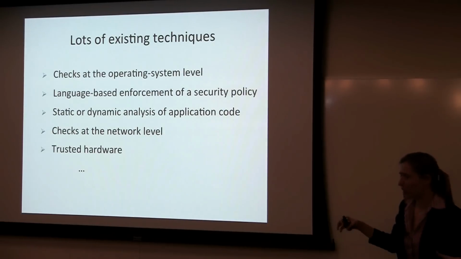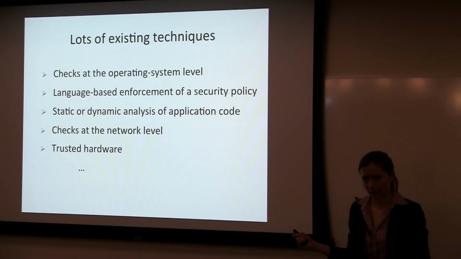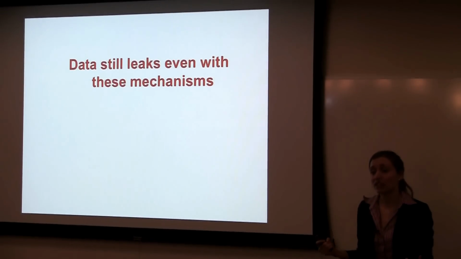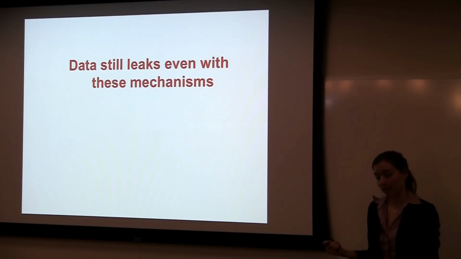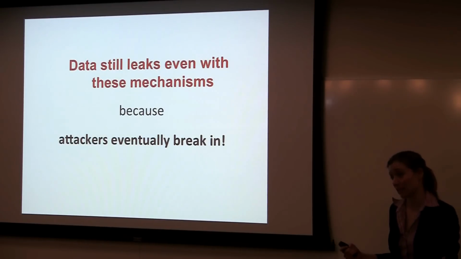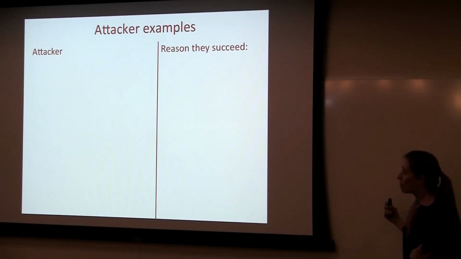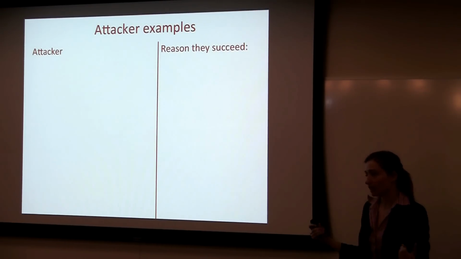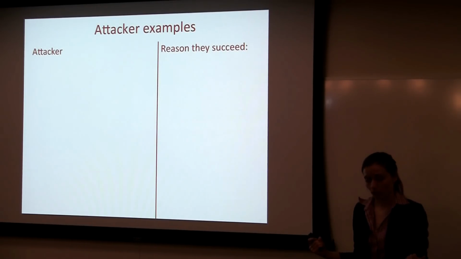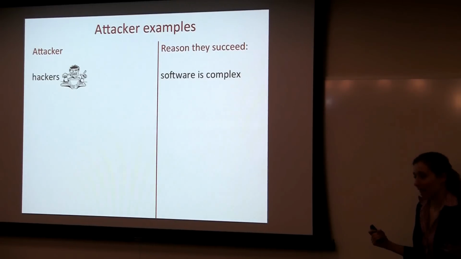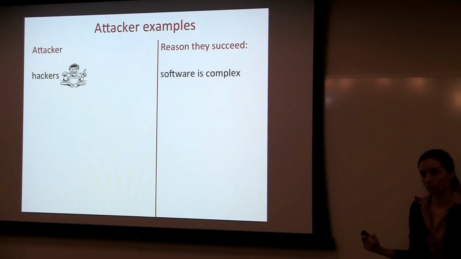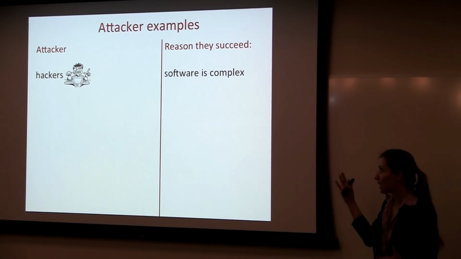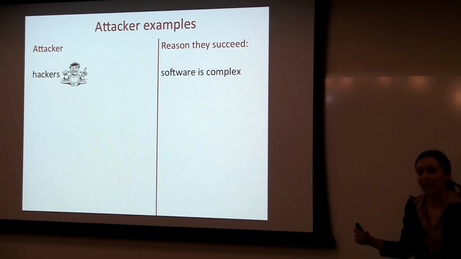This strategy was implemented with a variety of techniques. However, the problem is that data still leaks even with these mechanisms, because attackers eventually break in. Let me give you some examples of common attackers and why they manage to subvert existing systems. For example, hackers notoriously break into systems by exploiting software bugs, because software is complex. And sometimes they even gain root access to the server.